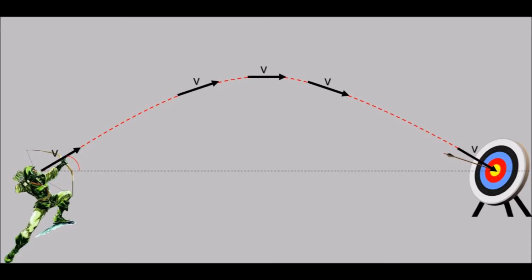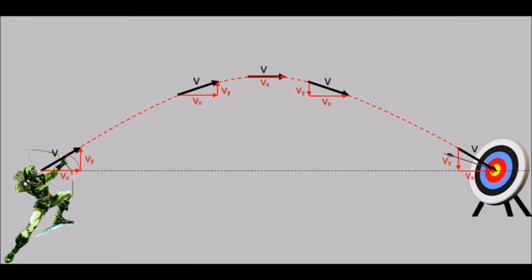In order to see what's going on and why this happens, let's split up the velocity into its x and y components. As you can see, the velocity in the x direction stays constant over the flight in both magnitude and direction, while the velocity in the y direction changes in both magnitude and direction. Why do they act differently?